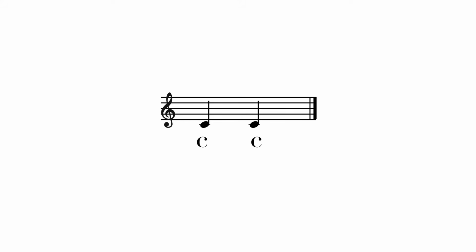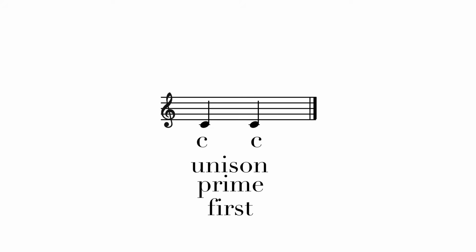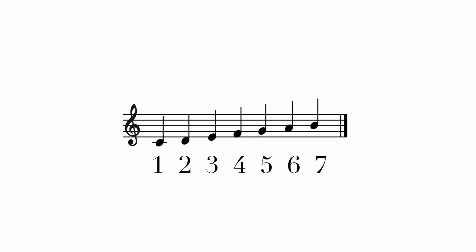C and C are the same note, so we'll call this a unison, a prime, or a first. C up to D is a second, C up to E is a third, C up to F is a fourth, and so on and so forth. All I did was count the distance between the two notes.